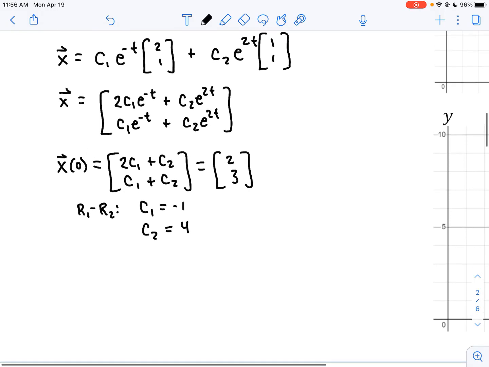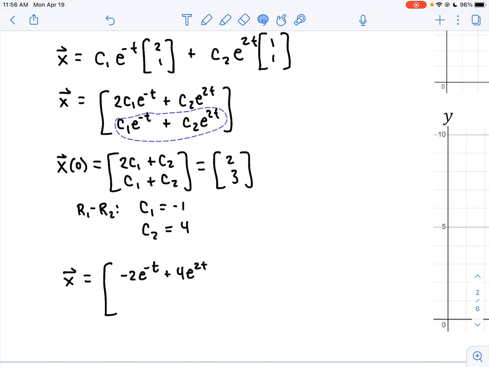So then our particular solution to this is the 2 by 1 vector. I'm going to just rewrite this effectively, but change the C1 and C2 to their values. C1 is negative 1, so we get negative 2e to the negative t plus 4e to the 2t. And that is our first component. And the second component, looking at this right here with the correct C1 and C2, C1 is negative 1, so we just have negative e to the negative t, and then plus 4e to the 2t.